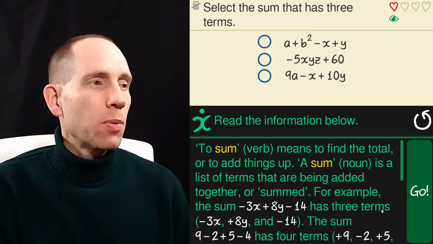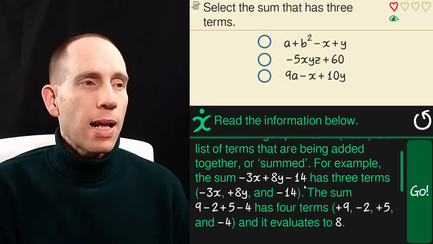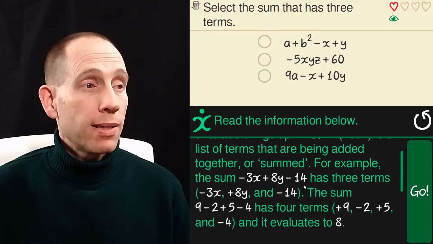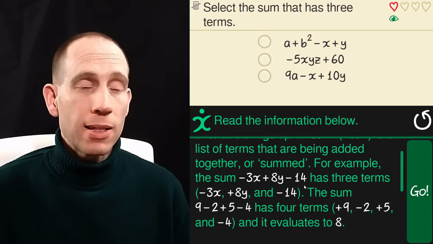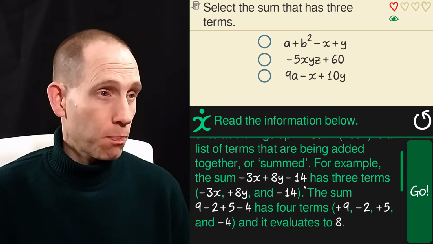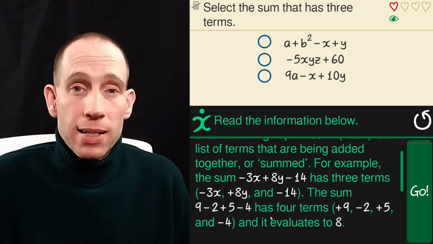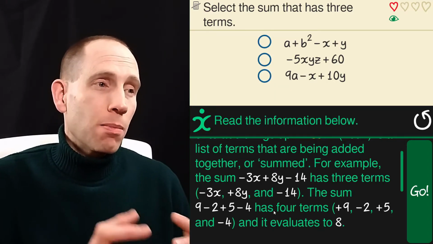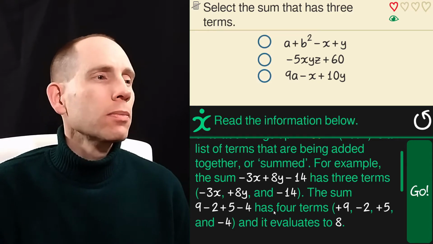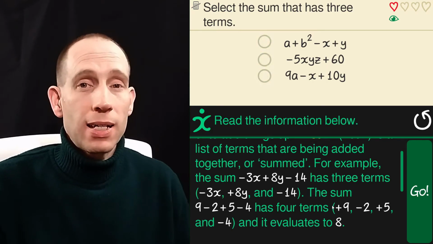So we've got an example here, minus 3x plus 8y minus 14 has 3 terms. So minus 3x term, plus 8y term, and a minus 14 term. So remember, the plus and minus signs are what starts each new term. And the sum, this kind of sum you may have seen before, where you're just adding and subtracting numbers together. Notice that multiplying and dividing, that's not summing, that's something else. But if you just got some numbers that you're adding and subtracting together, that is a sum within an expression.